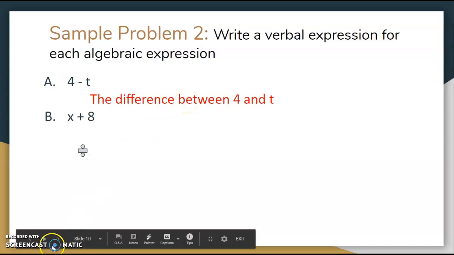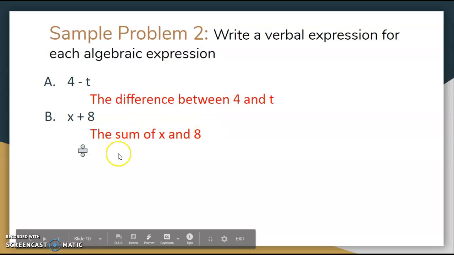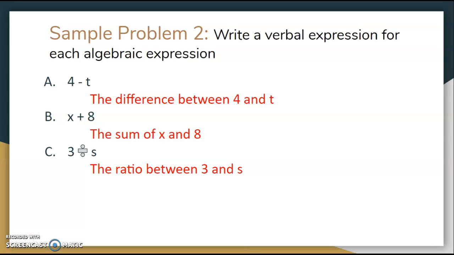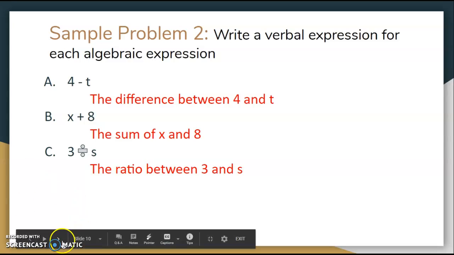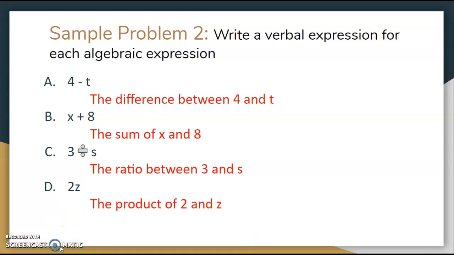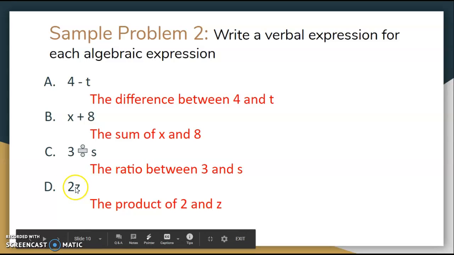x plus 8. The sum of x and 8. Sum means add, so that's why you would use sum. 3 divided by s. The ratio between 3 and s. So ratio means divide between 3 and s. 2z. The product of 2 and z. Because these are right next to each other, that means multiply. And product means multiply as well. So the product of 2 and z.